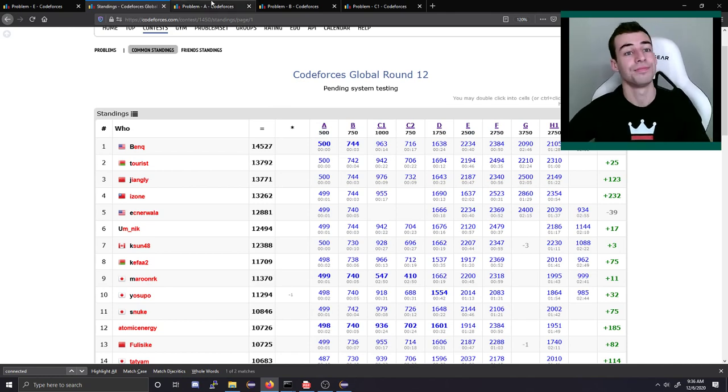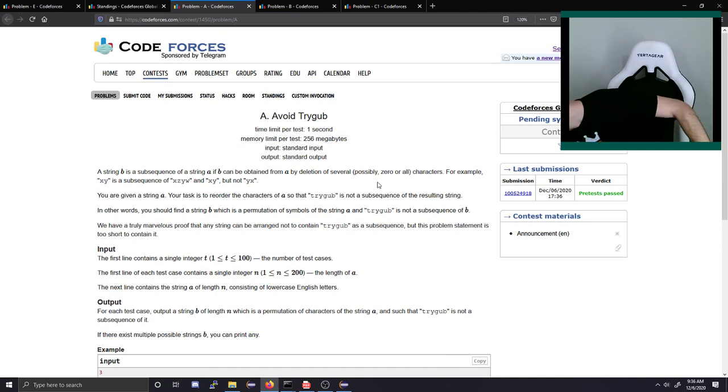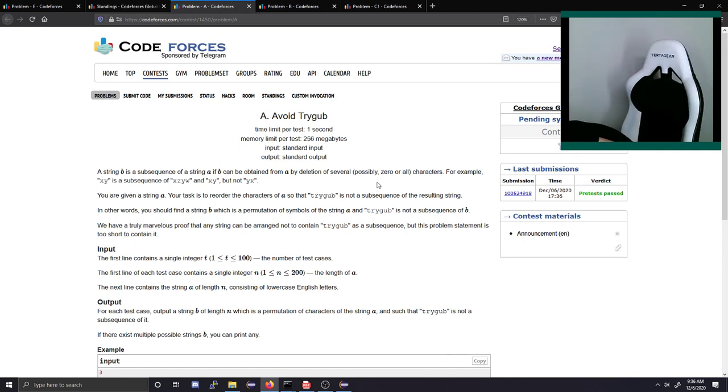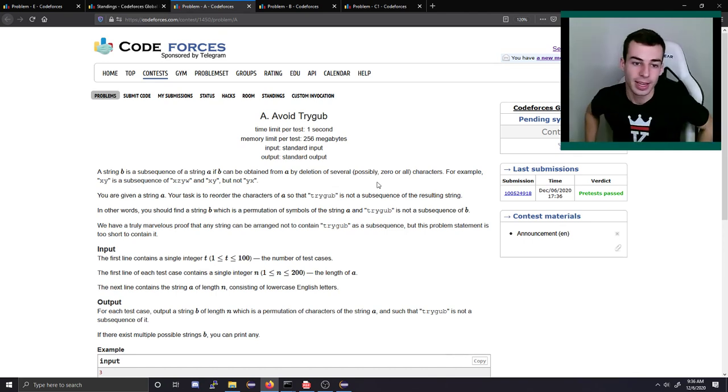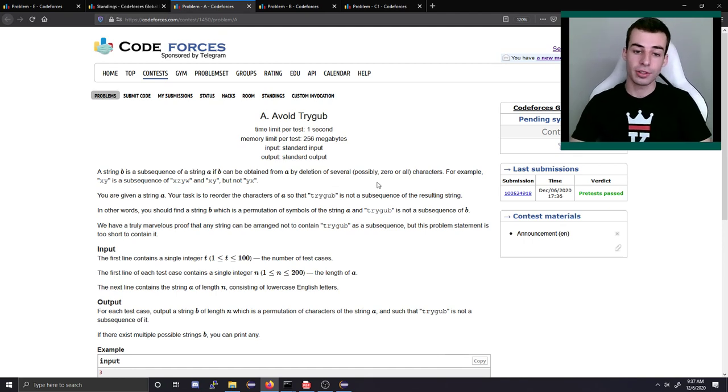And here we go. Problem A, avoid trigub. Let me get my drawing pad out quick. So in this problem, you have some string, and you want to remove some characters from that string so that it doesn't contain the subsequence trigub.